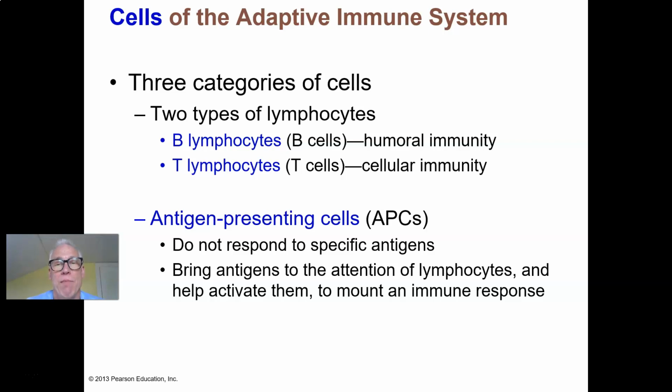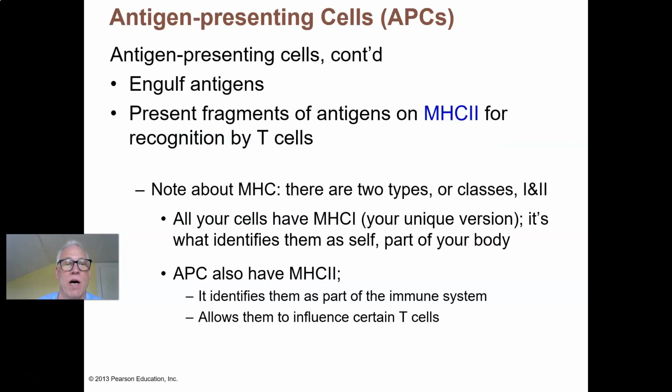Antigen-presenting cells, these are very, very important. There are phagocytic cells called antigen-presenting cells whose job it is, as we said, to display antigens on their MHCs on the surface and bring them to the attention of the immune cells, the lymphocytes, in order to trigger an immune response. So antigen-presenting cells will engulf an antigen, phagocytize it, digest it, place the fragments on its surface on MHC class 2. Major histocompatibility complexes come in two different types, class 1 and class 2.